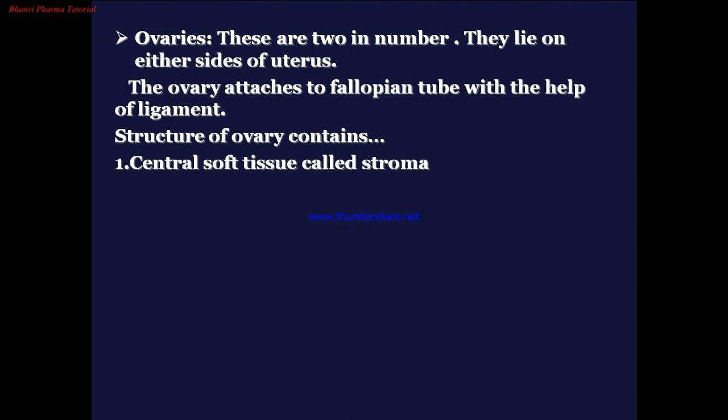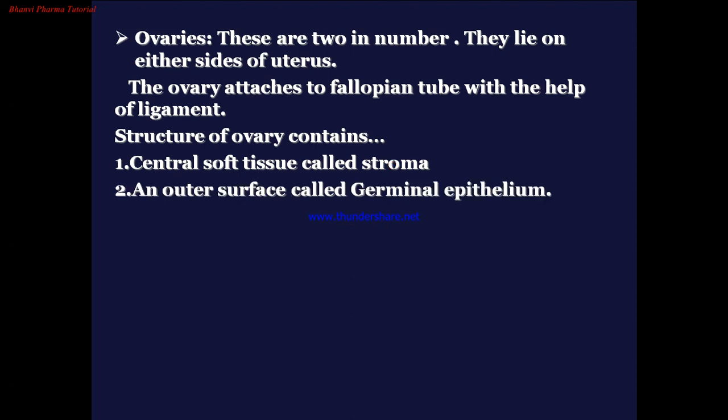What is the structure of the ovary? The first one is the central soft tissue, called the stroma. Next, the outer surface of the ovary is called the germinal epithelium.